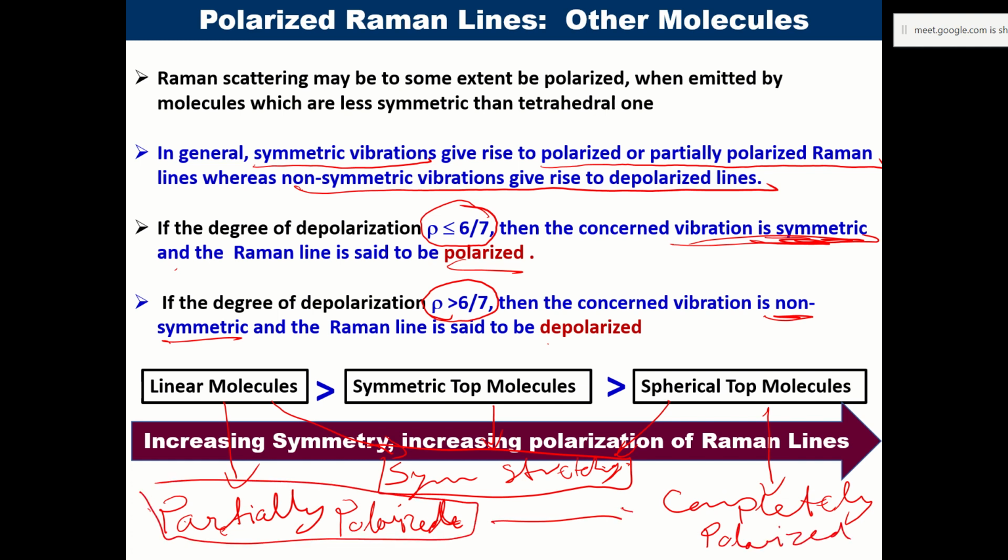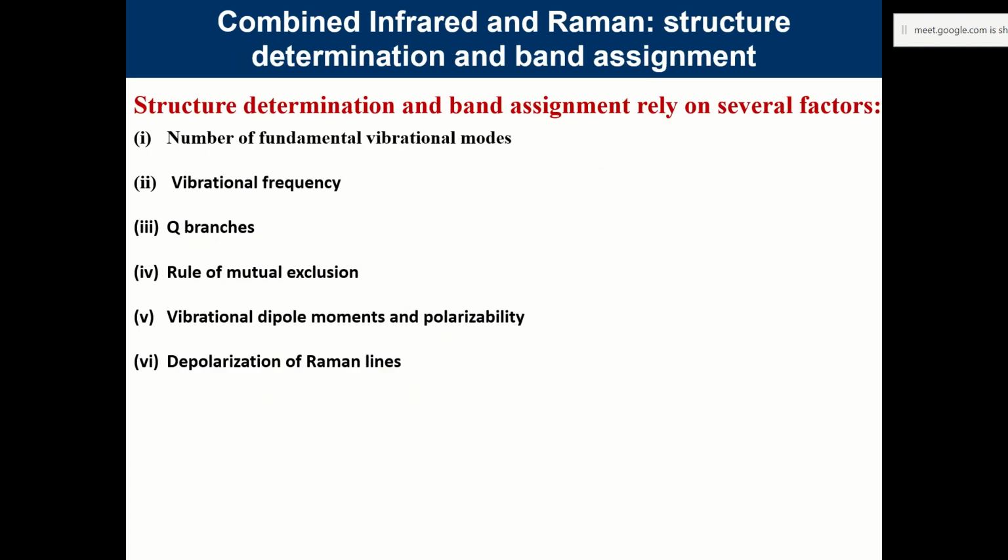If it is partially polarized, then the other one will give you completely polarized lines in a spherical top molecule, perfect polarization of the Raman lines. So this is the trend that has been observed. Okay, so now you know the infrared spectroscopy, you also know the microwave spectroscopy.